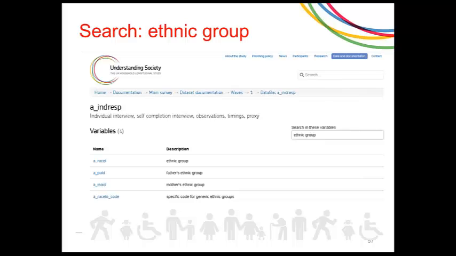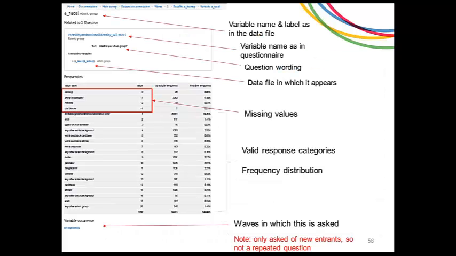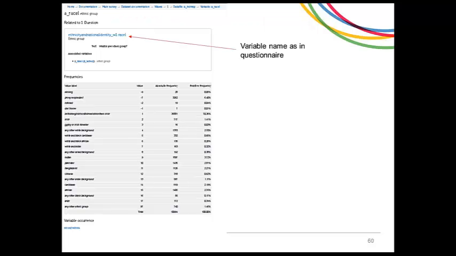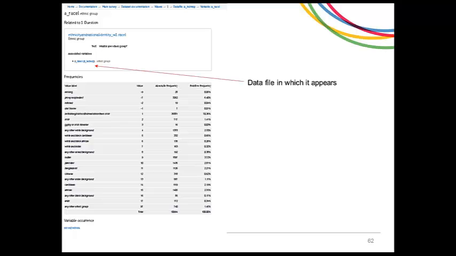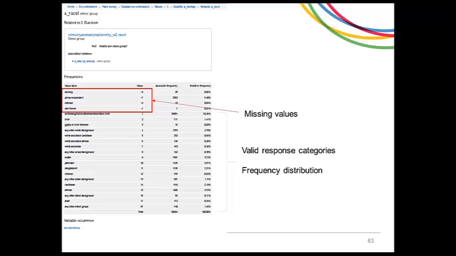If you do that, these are the search results. Now let's take the variable a_raceL and see what information we can get. If you click on that, you will be taken to this page with lots of information about the variables, and so we'll go through one by one. So this tells you the variable name and label as it appears in the data file, and here as it appears in the questionnaire. Next, this is the question wording, and this is the name of the data file in which this variable appears.